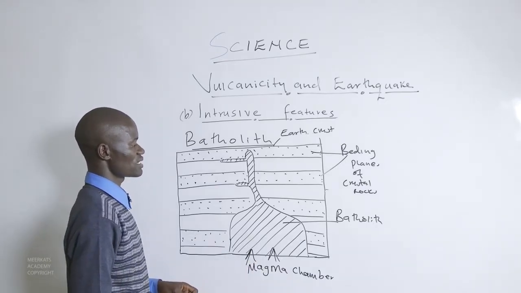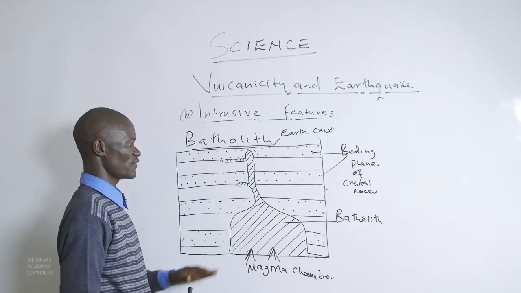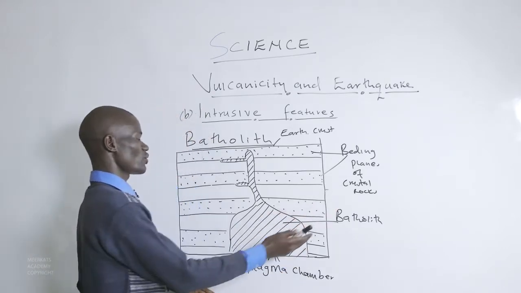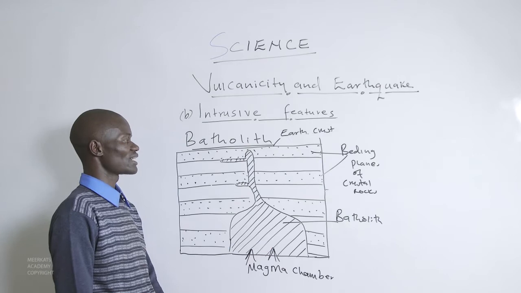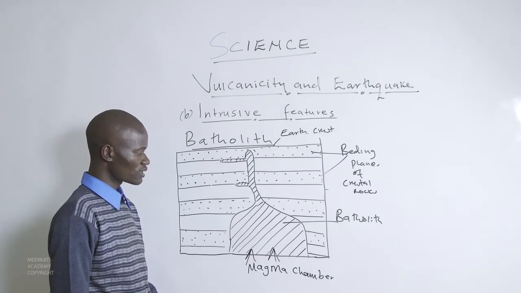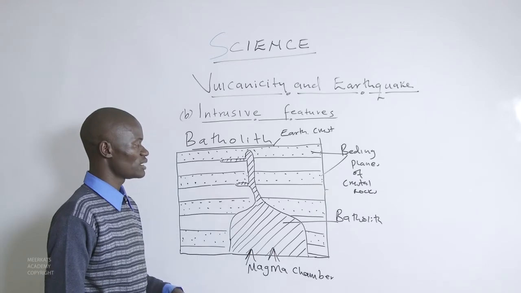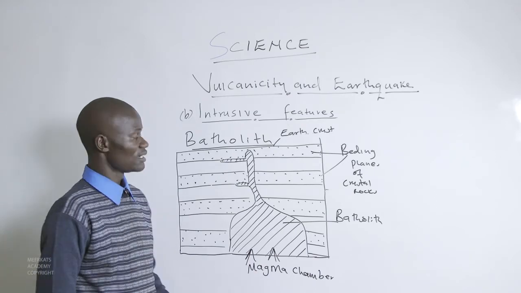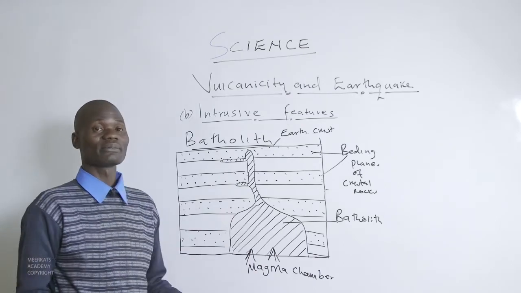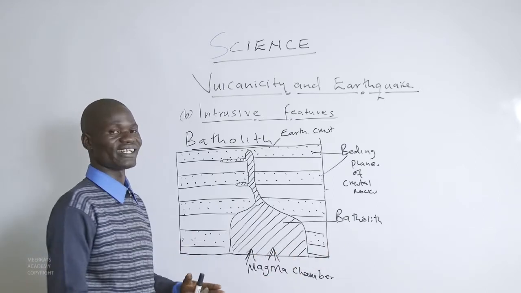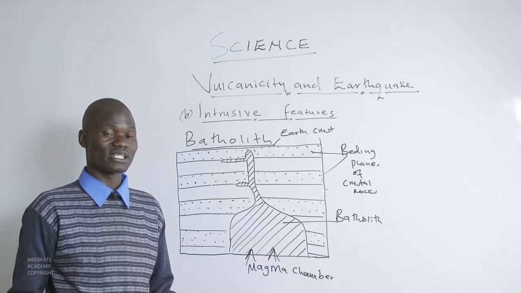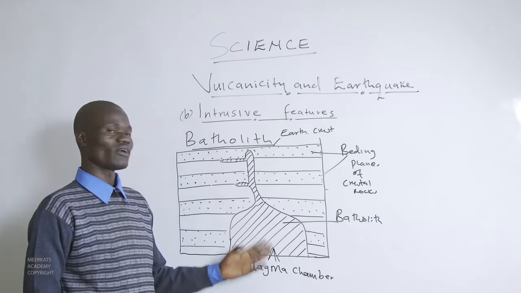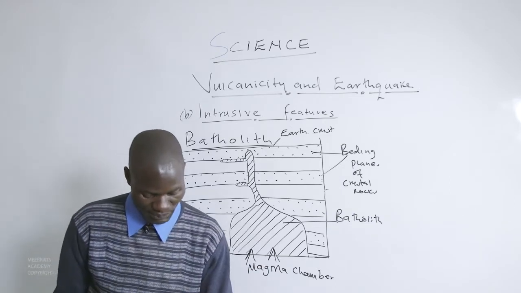And therefore, in the process, it will lead to the formation of such a feature within the bedding planes of the crustal rocks. Such a feature looks like a huge mass of rocks that have been cooled and solidified within the bedding planes. We call it a batholith. And therefore, a batholith may look like this. In some areas, it covers a huge and extensive surface, even around 20 or even 50 kilometers, depending on the magnitude of volcanicity that has occurred in a particular region.